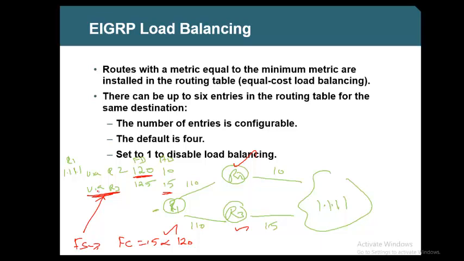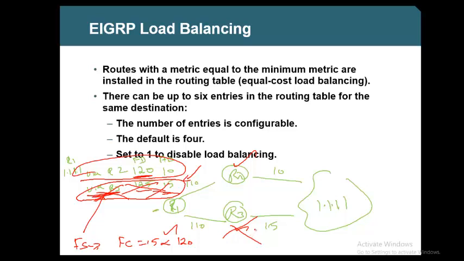See, this is unequal cost, 120, 125. So definitely only one route will be there in the routing table because this is not ECMP, this is not equal cost, this is unequal. So this route is there in the routing table and this route is there in the topology table. In order to make use of this route, which is available in the topology table, we configure something called variance. If you don't have this route, even if you configure variance, this path cannot be utilized.